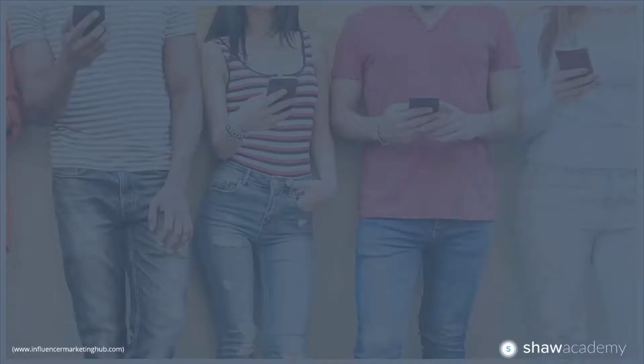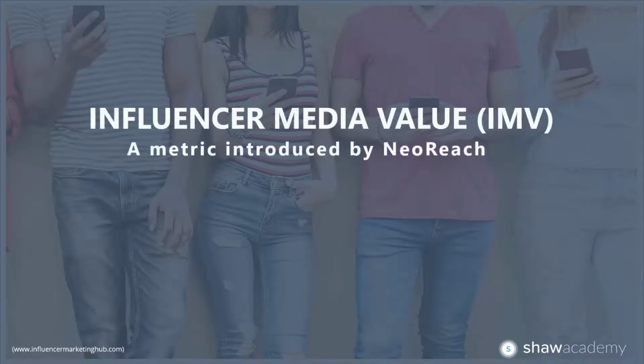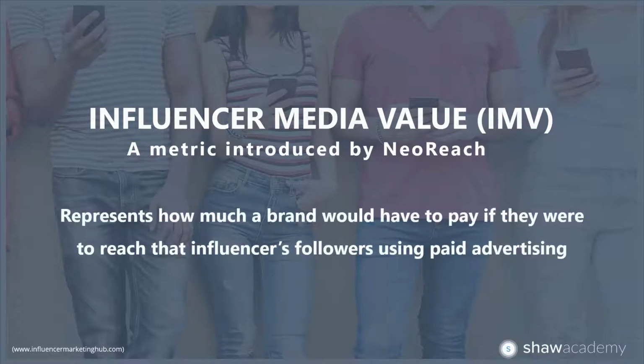A recent evolution of EMV is IMV, which is influencer media value. This is a metric first introduced by an influencer marketing agency called NeoReach, but has since been used within other platforms. Among other factors, what it tries to do is represent how much a brand would have had to pay for reaching the influencer's followers using paid advertising, like PPC, social media marketing, etc.